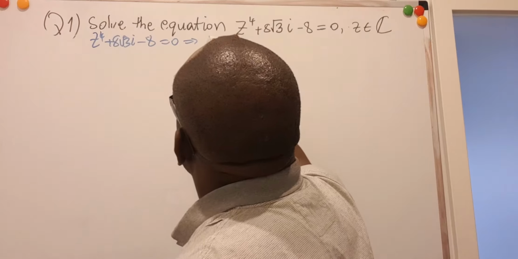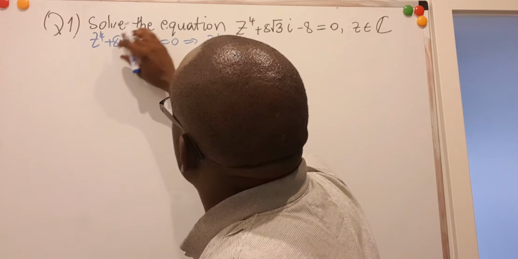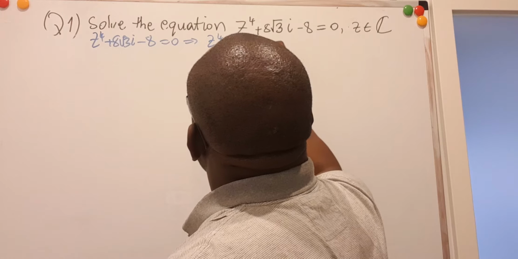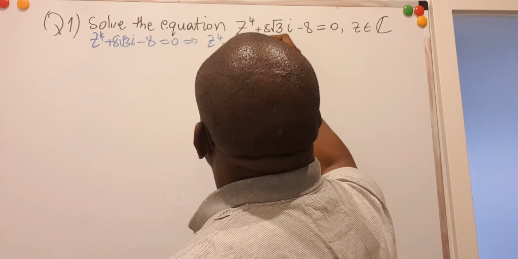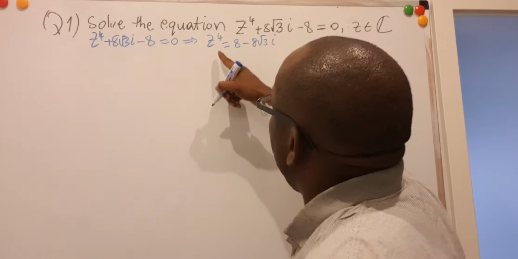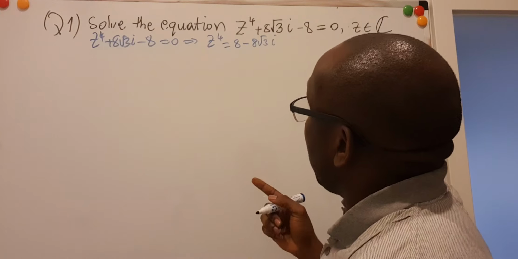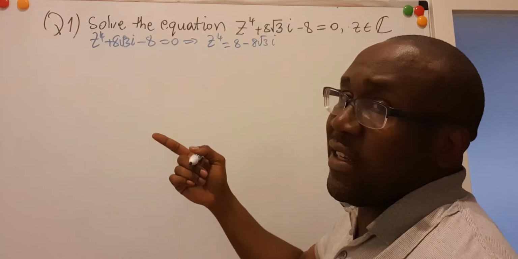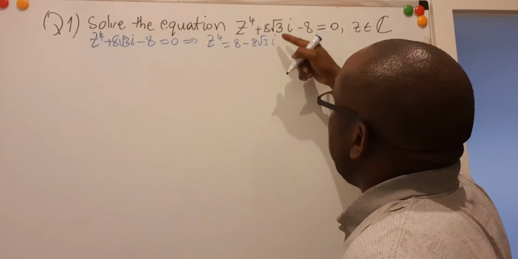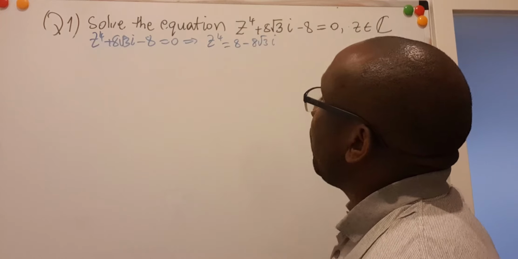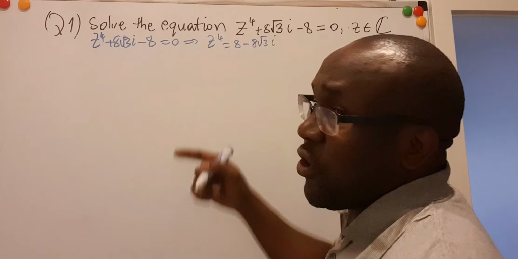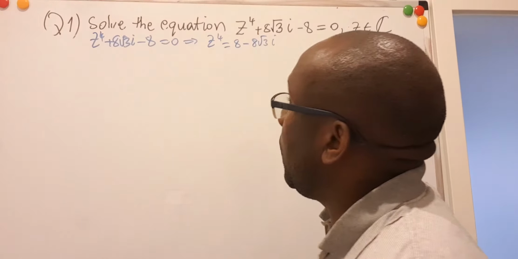This means z to the fourth can be written, I take everything to the other side, as 8 minus 8 root 3i. So here I can actually look for the fourth root of both sides. But to get the root of a complex number, one of the key ways is expressing this in polar coordinates or in trigonometric form. And if we do that, then it's much easier. We can use some ideas that we know.